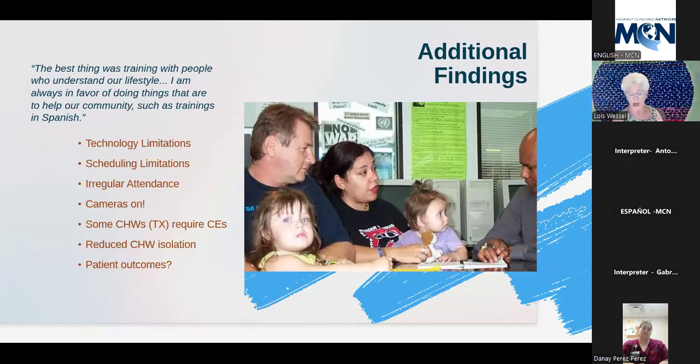We do ask people to come to all 6 sessions. We make them sign something saying they're going to come to all 6 sessions, yet many times they don't. So their attendance can be irregular. There's a variability among community health workers in different states. Some states require community health workers to get ongoing continuing education. We're not offering that right now, but we know that for many community health workers that is a requirement in their states.